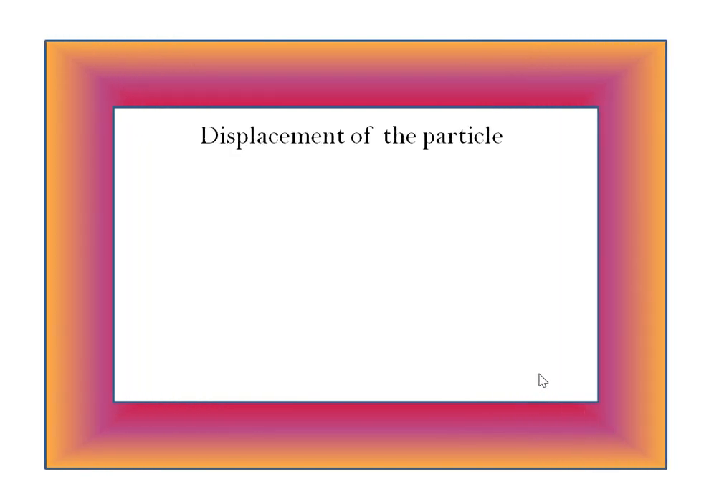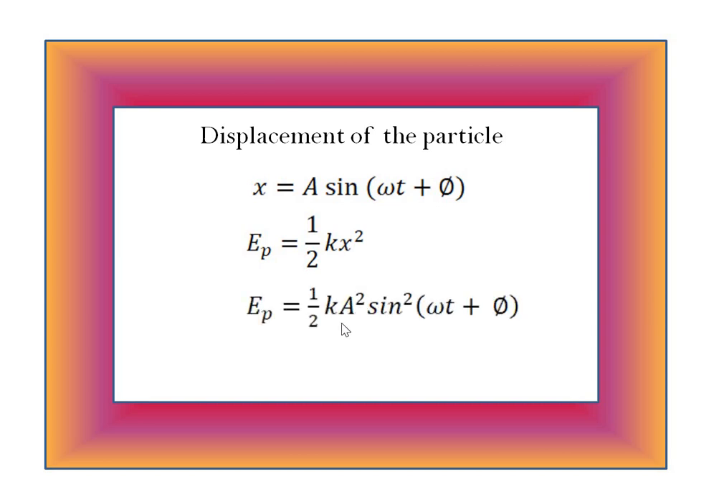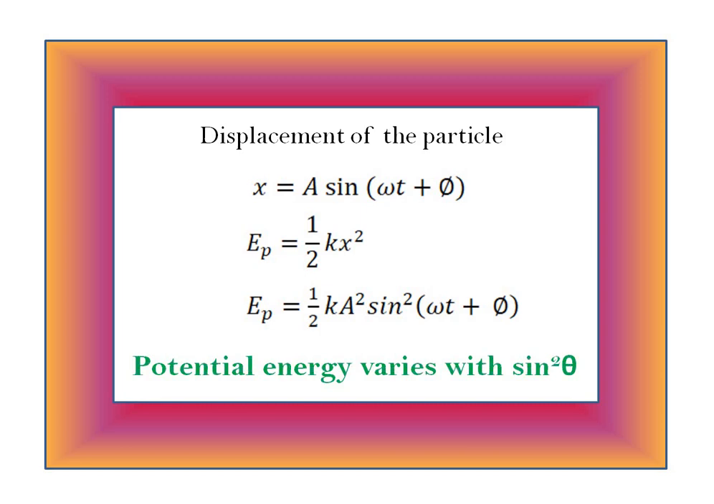The displacement of the particle, as we discussed in the previous lectures, has the formula x equals a sine of omega t plus phi. Putting this value in the potential energy formula, E p equals half k x square, we get potential energy equals half k a square sine square omega t plus phi. From this we conclude that potential energy varies with sine square of theta. Remember, potential energy varies with sine square of theta and kinetic energy varies with cos square of theta.